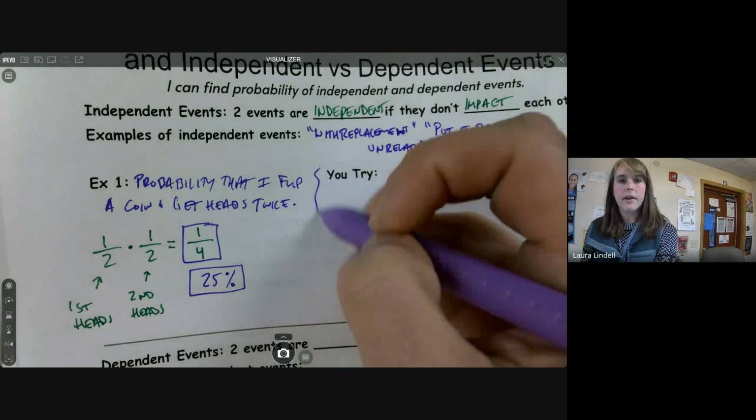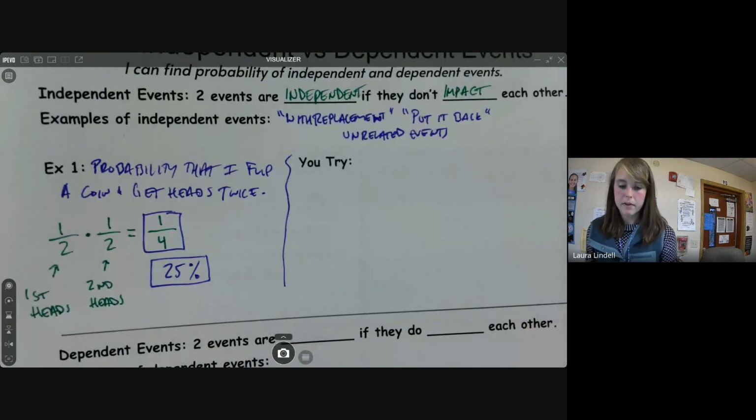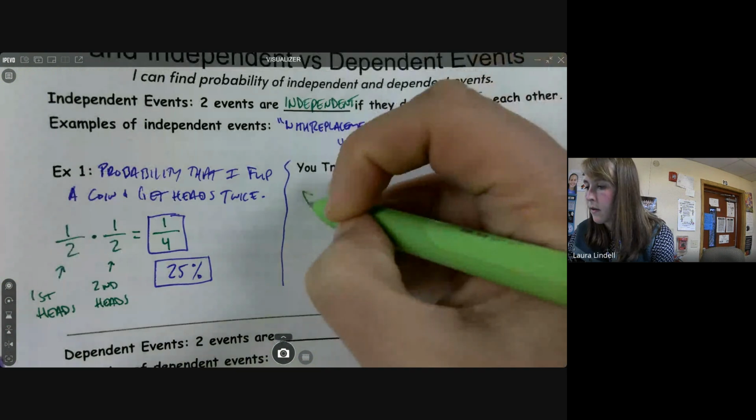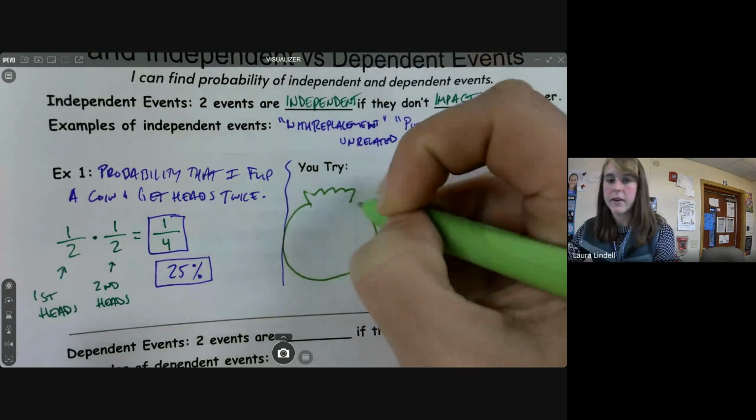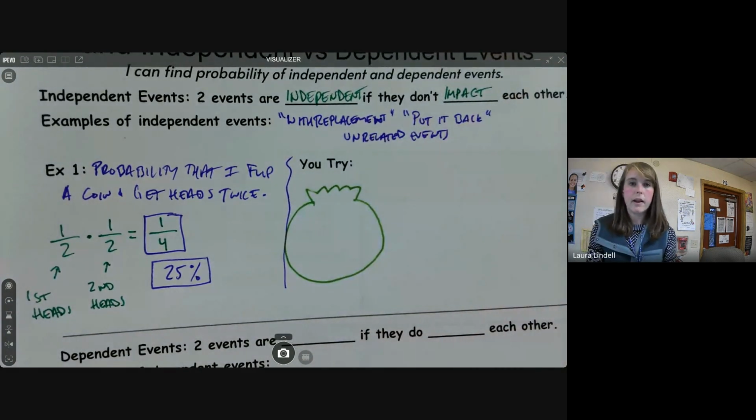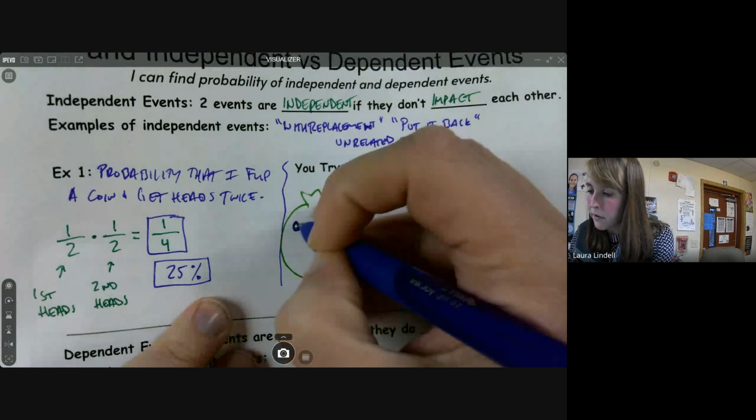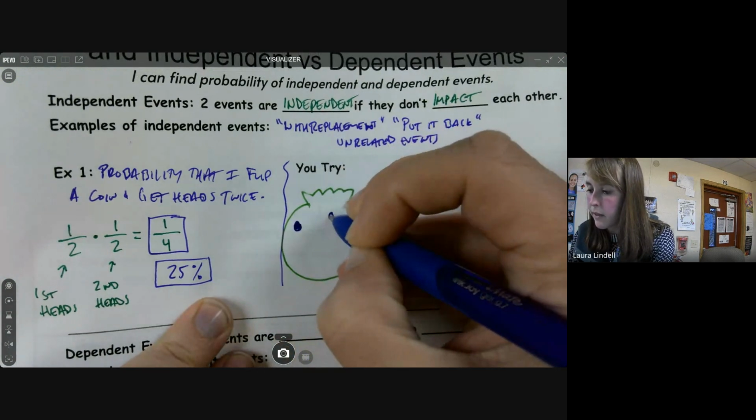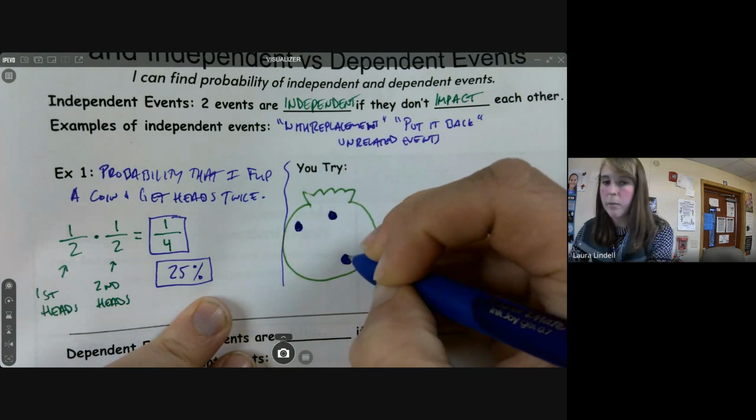Let's try another one. This time we're going to have a bag of marbles. So let's draw a picture here. We're going to make a bag of marbles. And your bag of marbles can be fancy or not fancy. That kind of looks like a green pomegranate. Anyways, in my bag of marbles, we're going to have 3 blue marbles. If you want to just write like the letter B or something, if you don't have colors, that's fine. B can represent blue marbles.